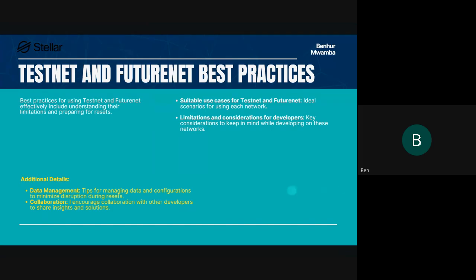Can I repeat the question? Let's say you're building a smart contract and your aim is to deploy it on the mainnet, right? But before deploying it to the mainnet, what network are you going to use to test your smart contract to see how it works? Is it going to be the testnet or the futurenet?